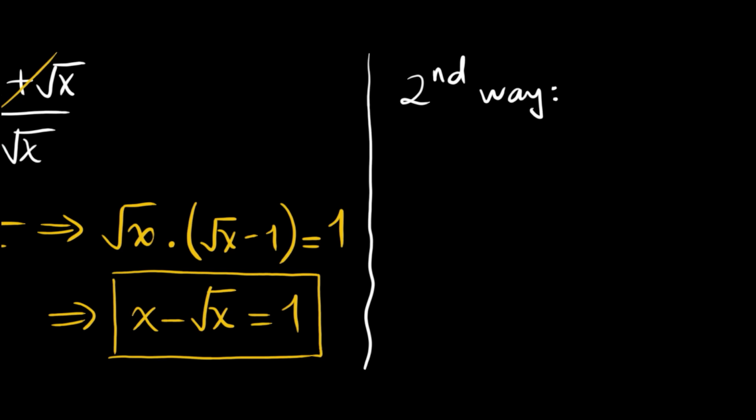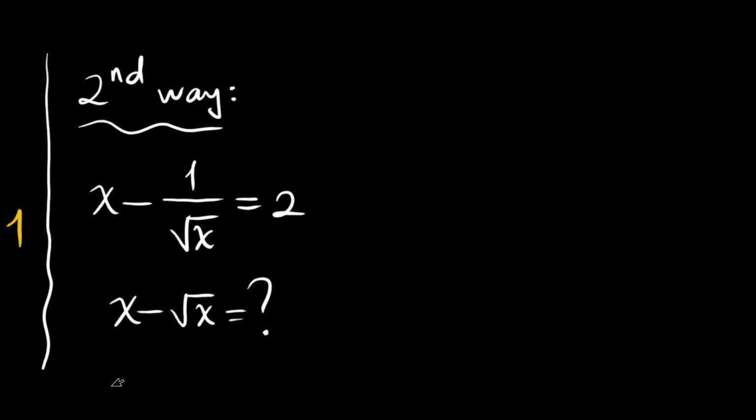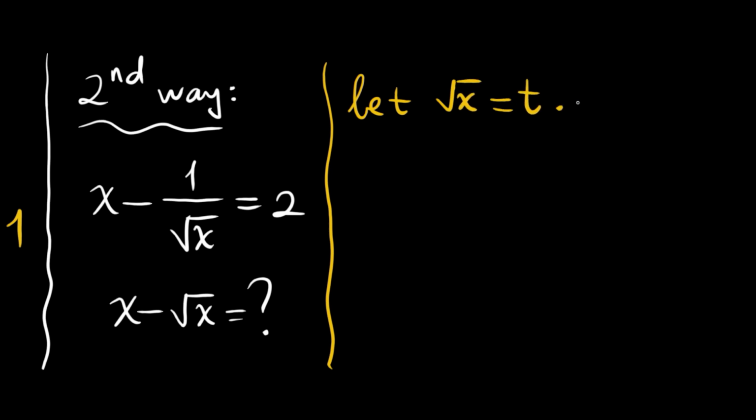Let me just write the original expression again. We have (x - 1)/√x = 2, and we want to find x - √x. So we will use a substitution. Let me just call this √x some t. Then squaring both sides, we will say x = t².